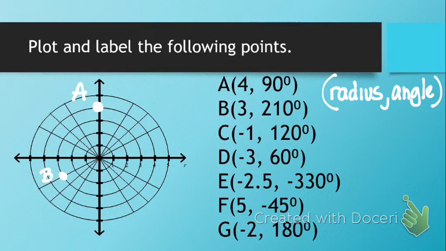But because it's negative, you're going to push it back. So it reflects across the origin. So it's going to land right there. So when it's a negative, it reflects over the origin diagonally. Okay? So that point, negative 1, 120, so negative 1, 120 is going to fall right here.